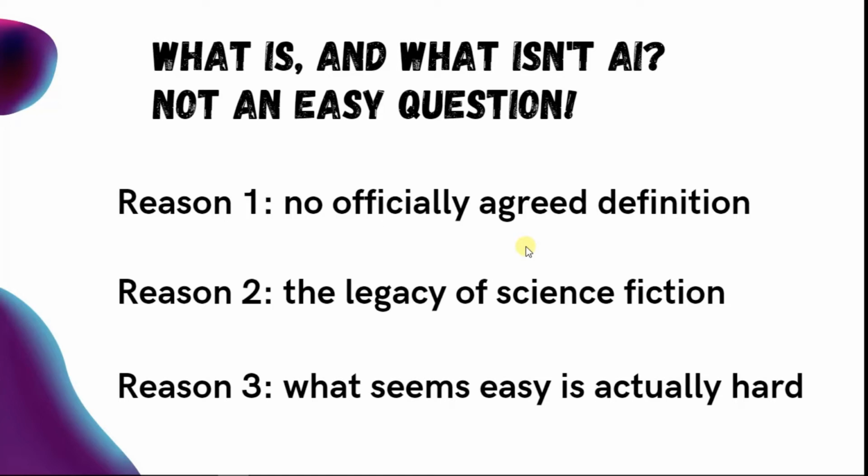50 years back, for instance, automatic methods for search and planning were considered to belong to the domain of AI. Nowadays, such methods are taught to every computer science student. Similarly, certain methods for processing uncertain information are becoming so well understood that they are likely to be moved from AI to statistics or probability very soon. Well, this is the reason number one. There is no officially agreed definition. That's absolutely true. So now we will move to the reason number two, that is a legacy of science fiction.